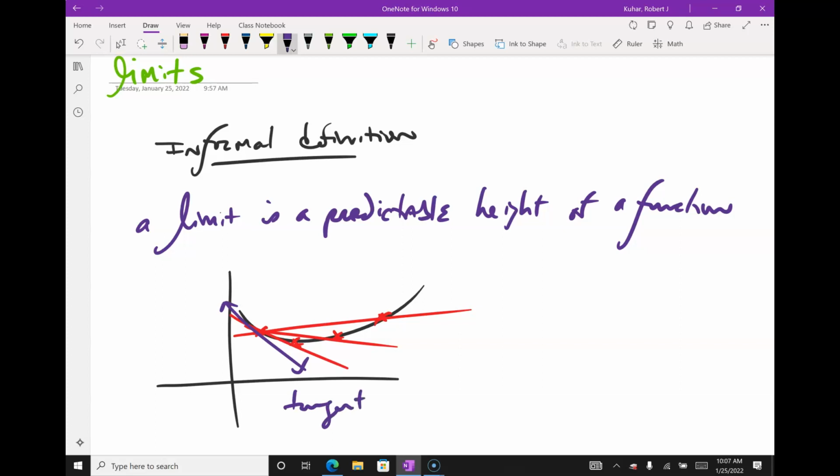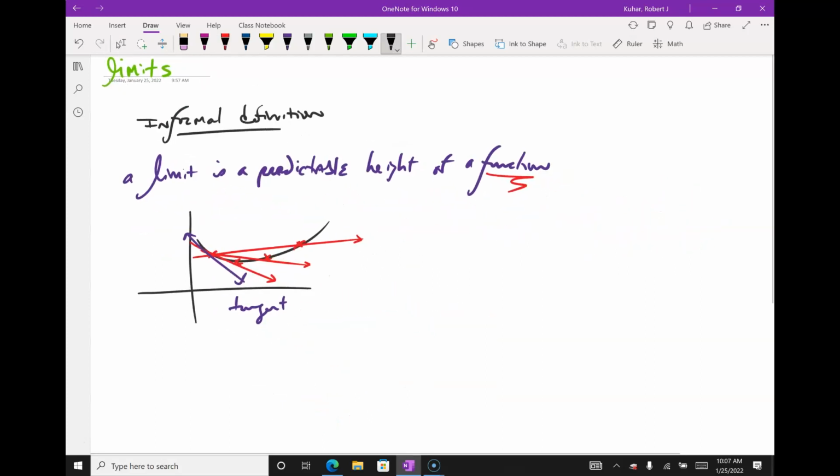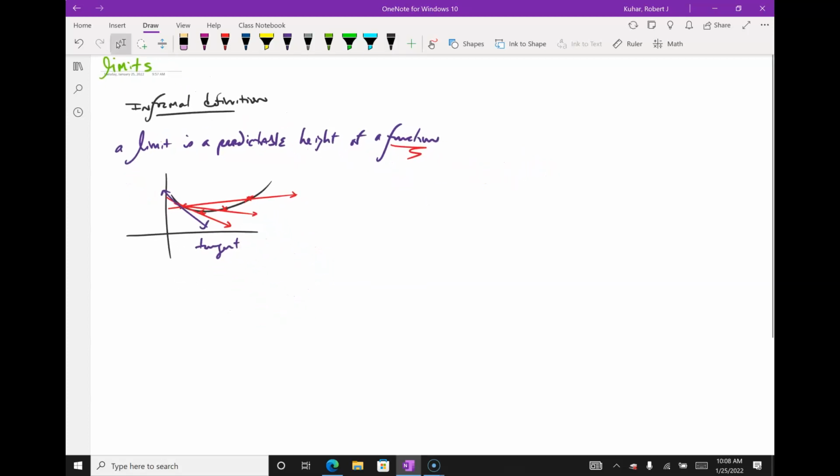right? And again, this is section 2.1. This concept, secant tangent problem, right? But I can see that the slopes of the secant line are becoming the slope of the tangent line. And so I'm going to make a prediction about it. And the function piece is our derivative when we get there, when we learn that. But it's pretty easy to think of this as the limit is a predictable height of a function, right? It's pretty simple to think about that.